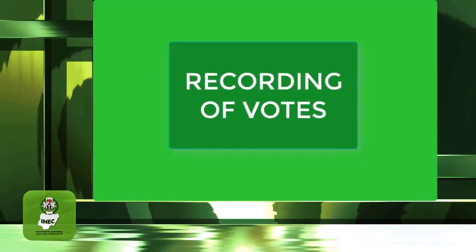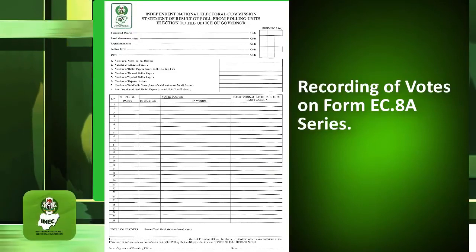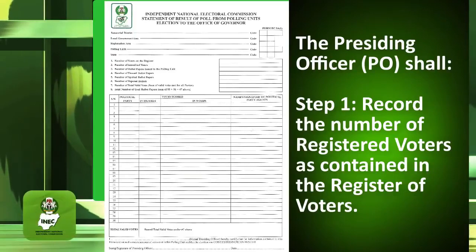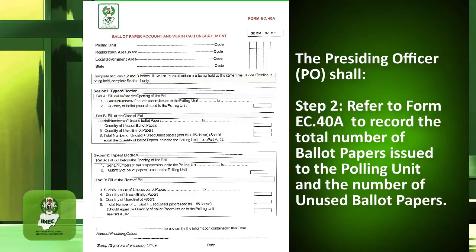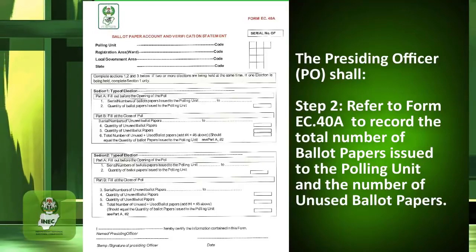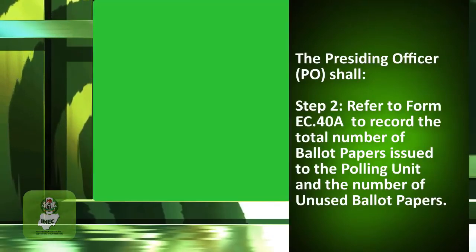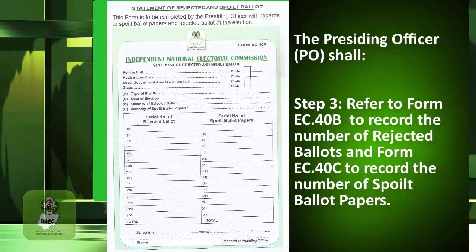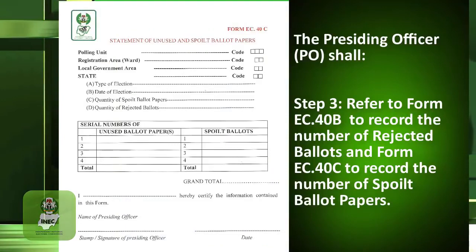Module 9. Recording of votes. Recording of votes on Form EC8A series. The presiding officer (PO) shall, Step 1, record the number of registered voters as contained in the register of voters. Step 2, refer to Form EC40A to record the total number of ballot papers issued to the polling unit and the number of unused ballot papers. Step 3, refer to Form EC40B to record the number of rejected ballots and Form EC40C to record the number of spoiled ballot papers.